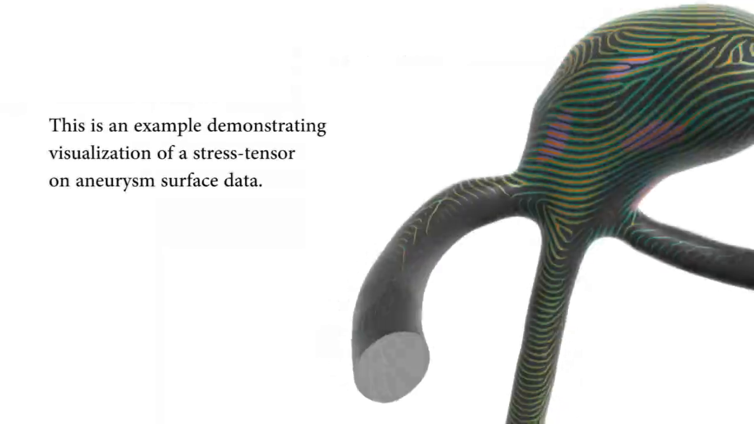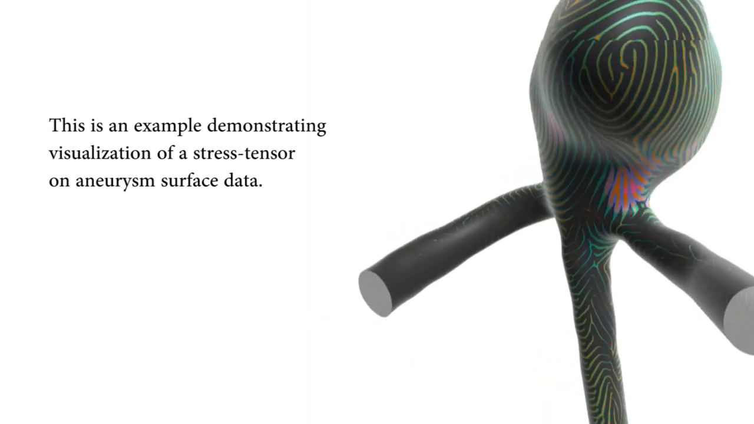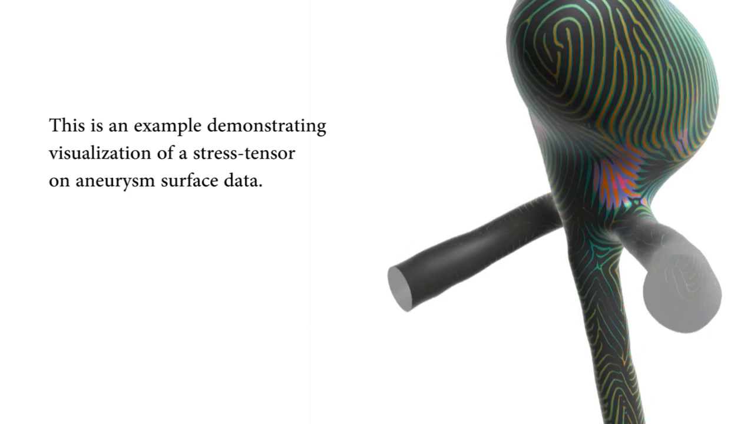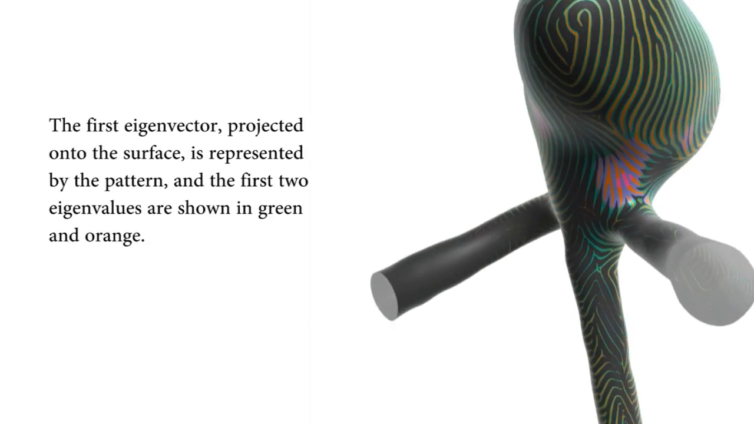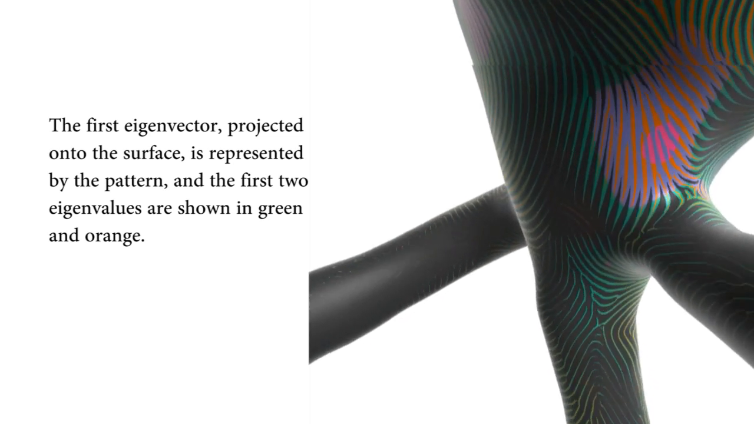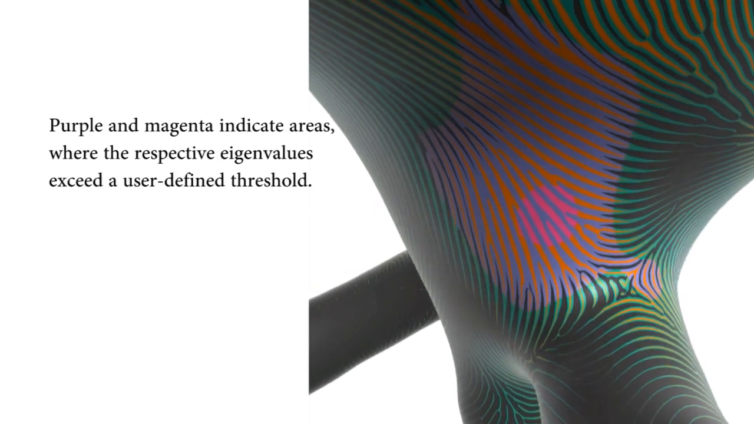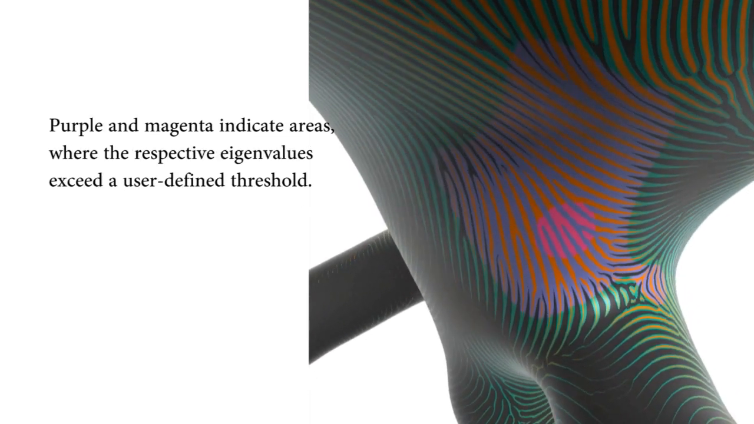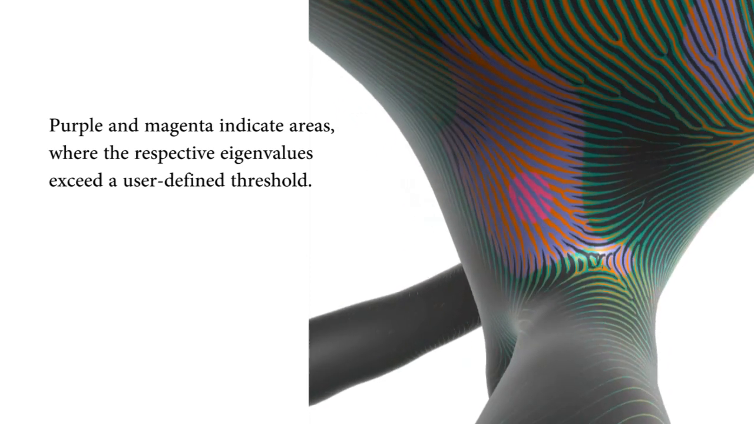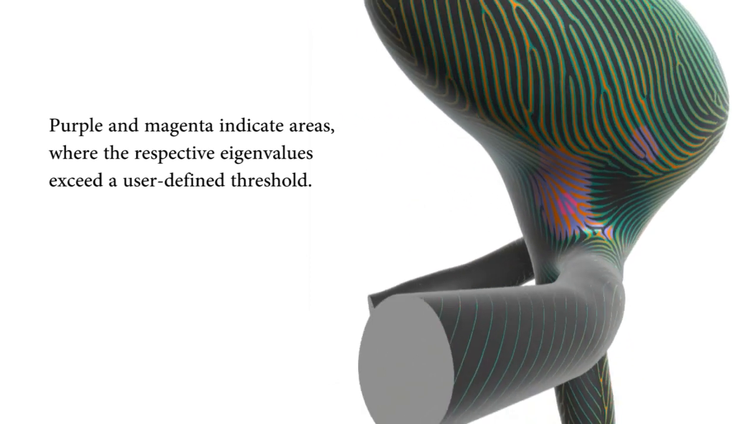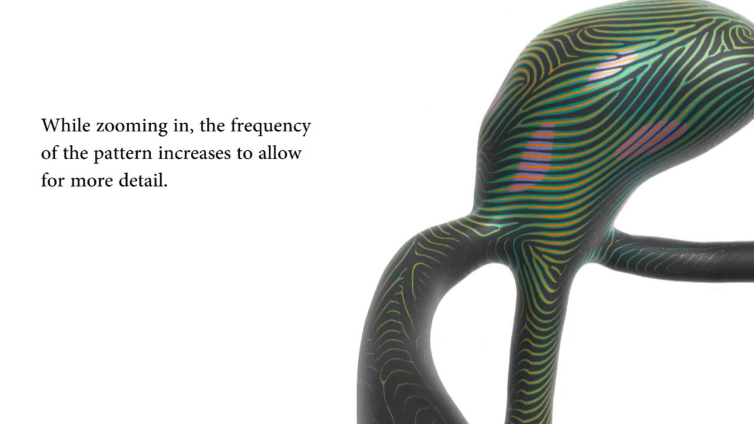This is an example demonstrating visualization of a stress tensor on aneurysm surface data. The first eigenvector projected onto the surface is represented by the pattern, and the first two eigenvalues are shown in green and orange. Purple and magenta indicate areas where the respective eigenvalues exceed a user-defined threshold. While zooming in, the frequency of the pattern increases to allow for more detail.